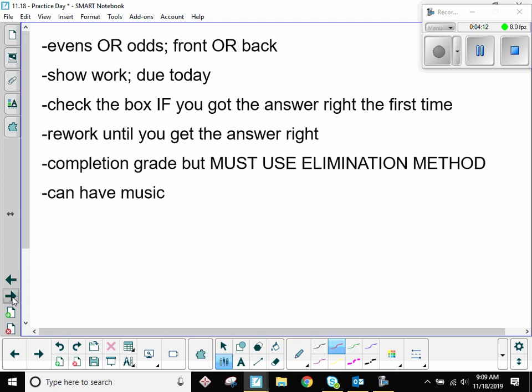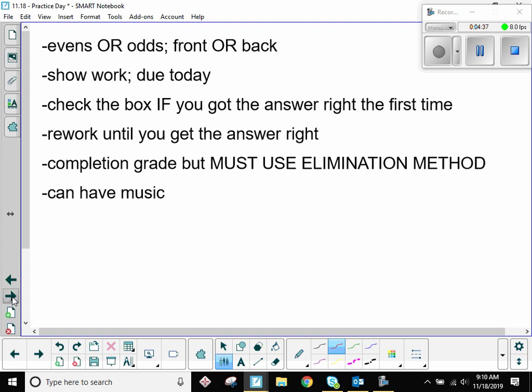The boxes that I drew in there, I want you to check the box if you got it right the first time, because did you notice the answers are already on there? So you can check as you go. If you got it right the very first time, just check the box. If you didn't get it right, rework it until you get those numbers and ask me for help if you need help. This is a completion grade, so it doesn't really matter if you're getting them right the first time or not. It's just completion.